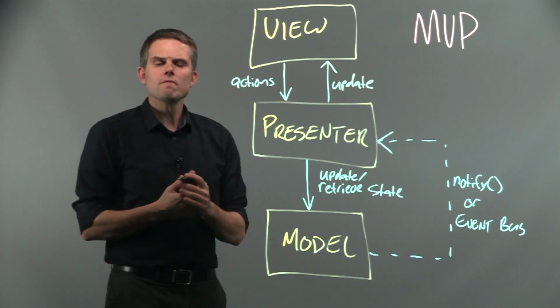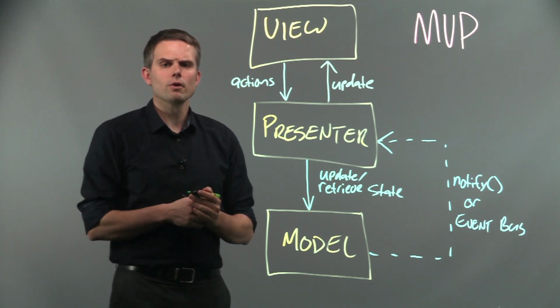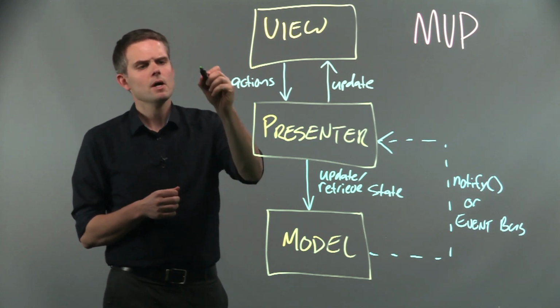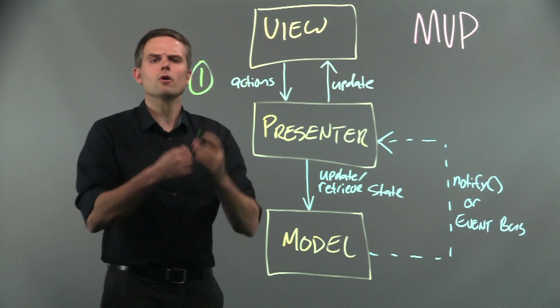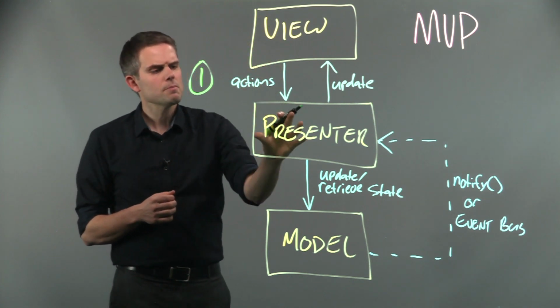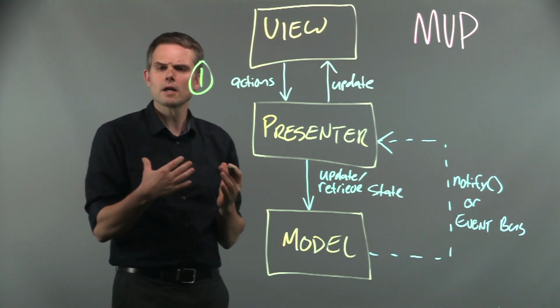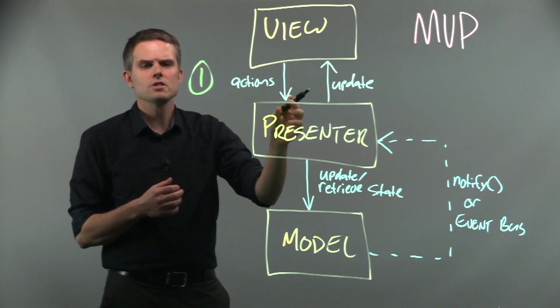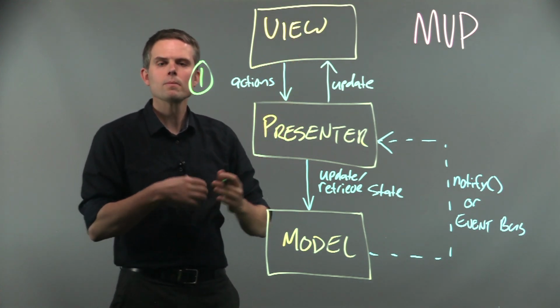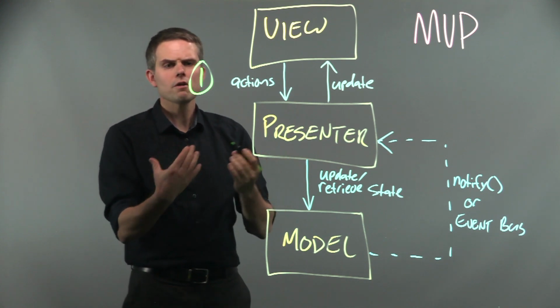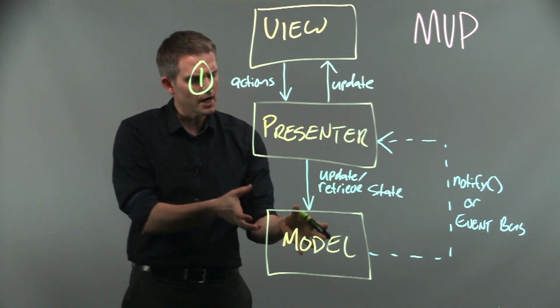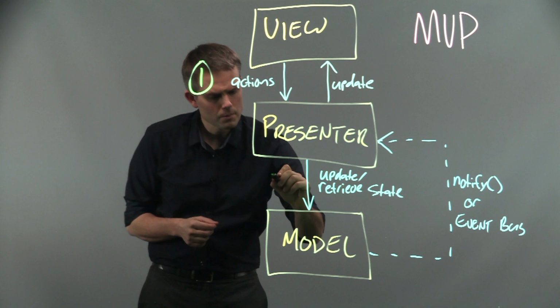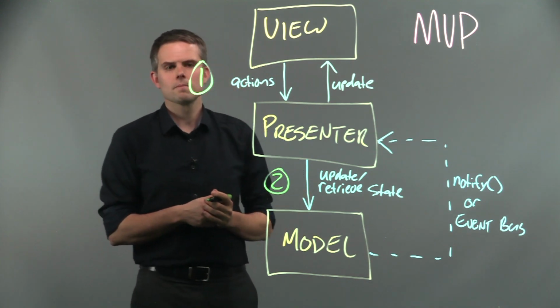So just like we did with MVC, let's take a look at the interaction flow that happens within MVP. The first thing that happens is the user performs some kind of action, and this gets passed down to the presenter. And again, like we said before, if this action includes data, only primitive versions of the data will be passed to the presenter. The presenter will then go and modify its internal state and update the model as it needs to. And that will be the second thing that happens.